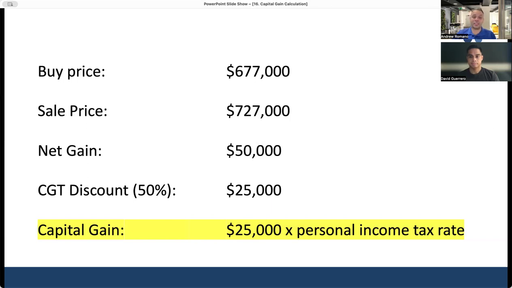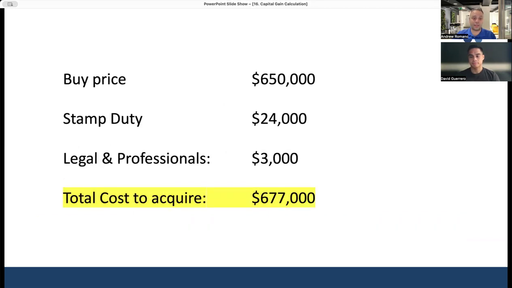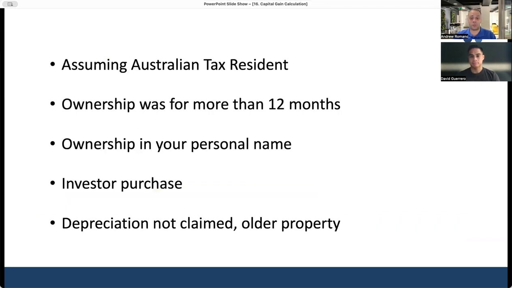So that in a nutshell is how we work out the capital gain when it comes to selling an investment property, assuming that all of those prerequisites are met. For example, the Australian tax resident, the ownership of more than 12 months, and what was the last one? And it was an investor purchase.